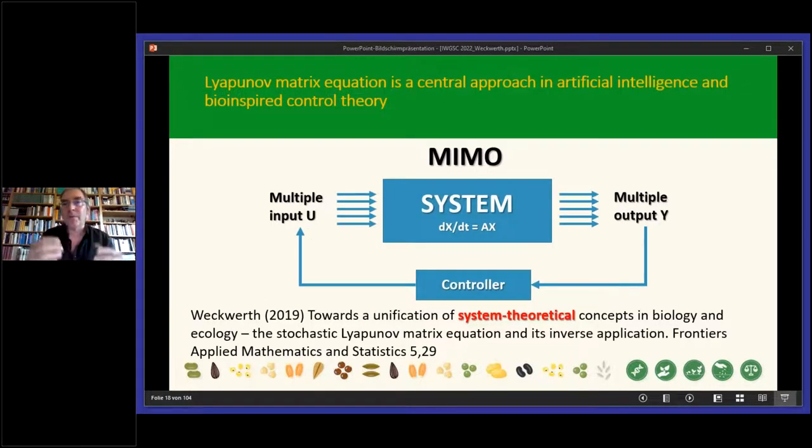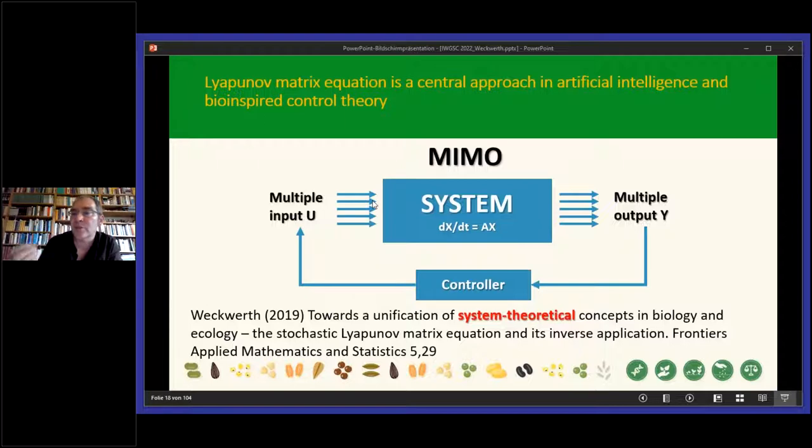And if I go further, this equation is also central to artificial intelligence and bio-inspired control theory nowadays. This is a classical multiple input, multiple output model of engineering. So you can imagine any complex nonlinear system which you want to control. It could be a car, a rocket, a robot, but it could also be a biological system, a plant, a human or so. You have sensors where you measure all output variables, and these are then analyzed by a controller system. And the controller system generates then an input vector.